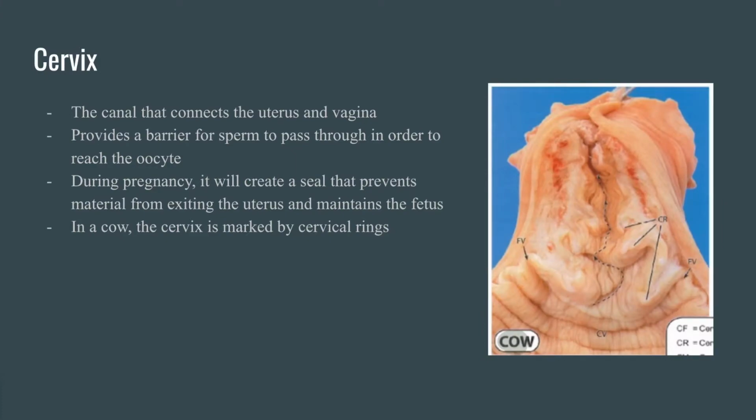It provides a barrier for sperm to pass through in order to reach the oocyte, and during pregnancy, it will create a seal that prevents material from exiting the uterus and will maintain the fetus. And as you can see in this picture here, the cow cervix is marked by 2 to 3 cervical rings.